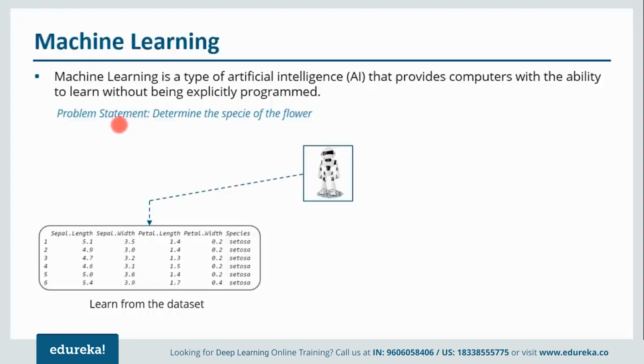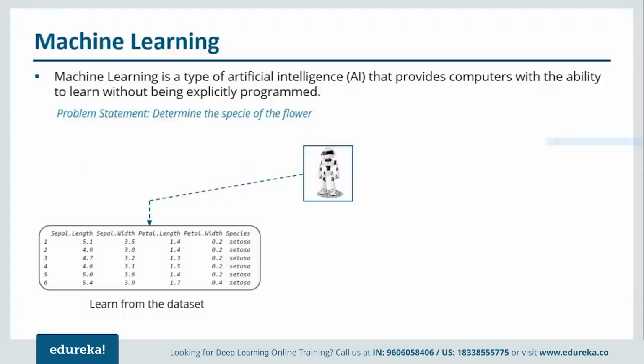We have a problem statement in which whenever you give a certain input, we need to determine the species of the plant. And what is that input? That input will be sepal length, sepal width, petal length, and petal width. So whenever we get these four parameters or variables, our machine should be able to predict what sort of flower it is. Now, how do you think that will happen? First, we need to train our machine on the basis of the data that we have. In this data, we have sepal length, sepal width, petal length, and petal width, and we have species. So our machine will learn from this data. It will determine what should be the length and width of the sepal and petal in order to classify it as setosa or versicolor or other species of flowers as well.